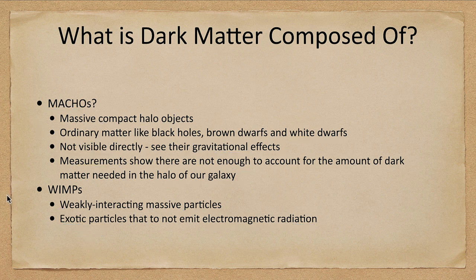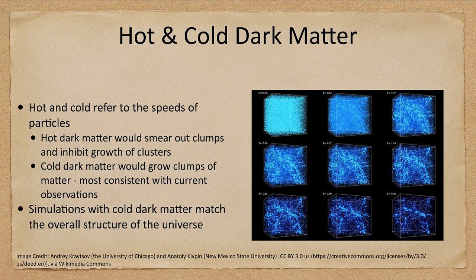Now, the other thing that you'll sometimes hear about when we look at dark matter is hot and cold dark matter. Hot and cold simply refer to the speeds. How fast are those particles moving? Remember, that's what we define temperature as. Temperature is how fast things are moving. So hot dark matter would smear out clumps and would keep clusters and the filaments from growing. Cold dark matter would grow clumps of matter.